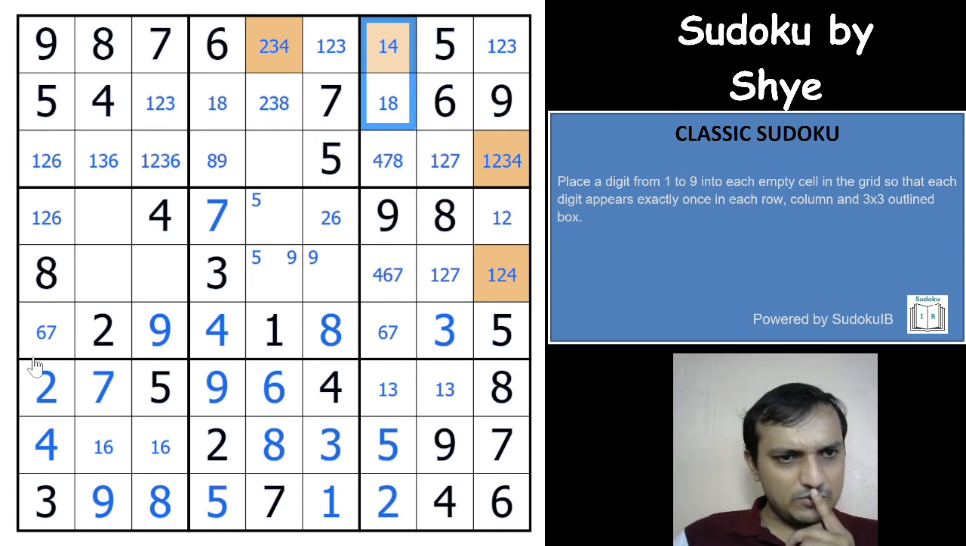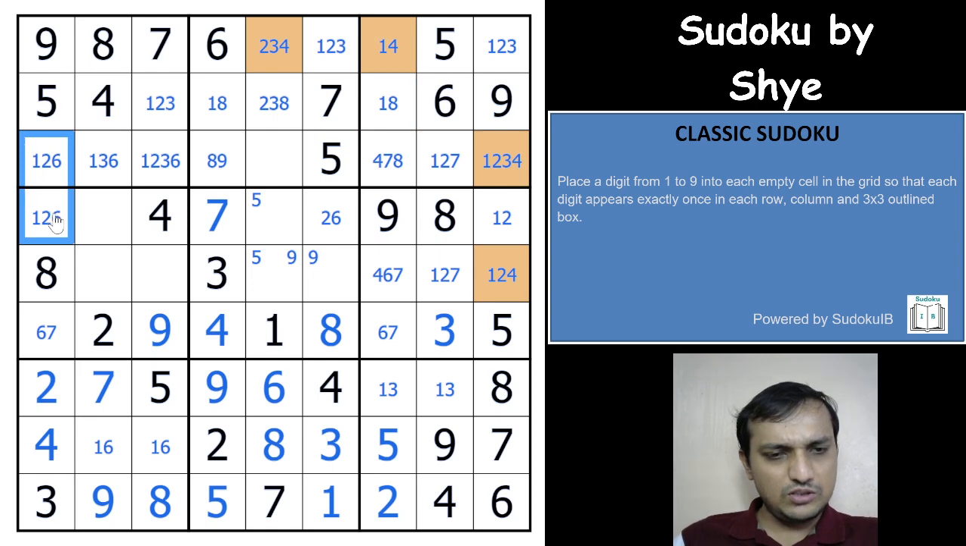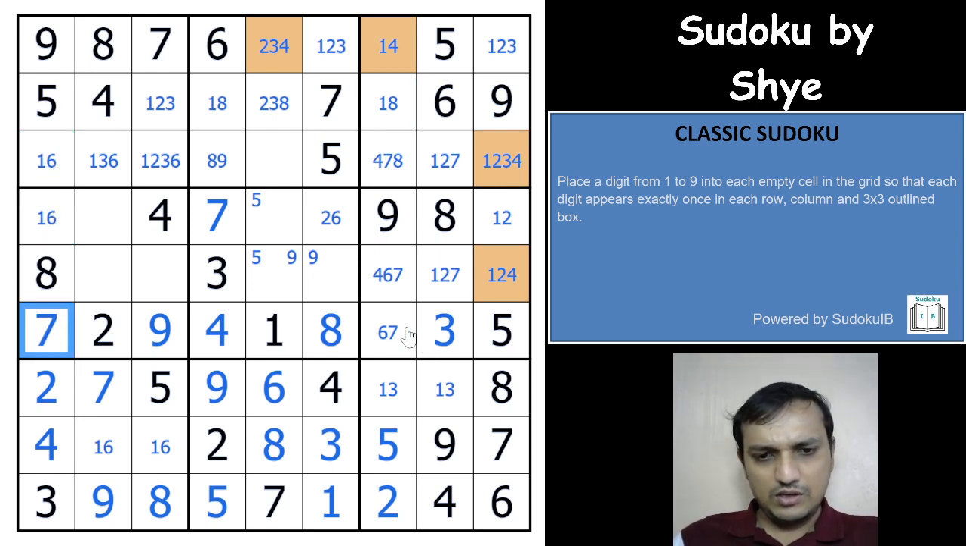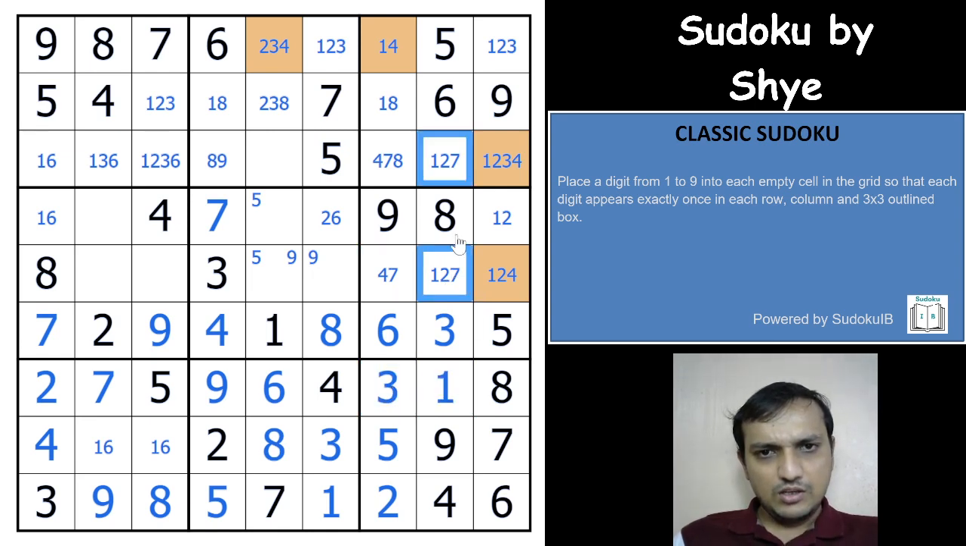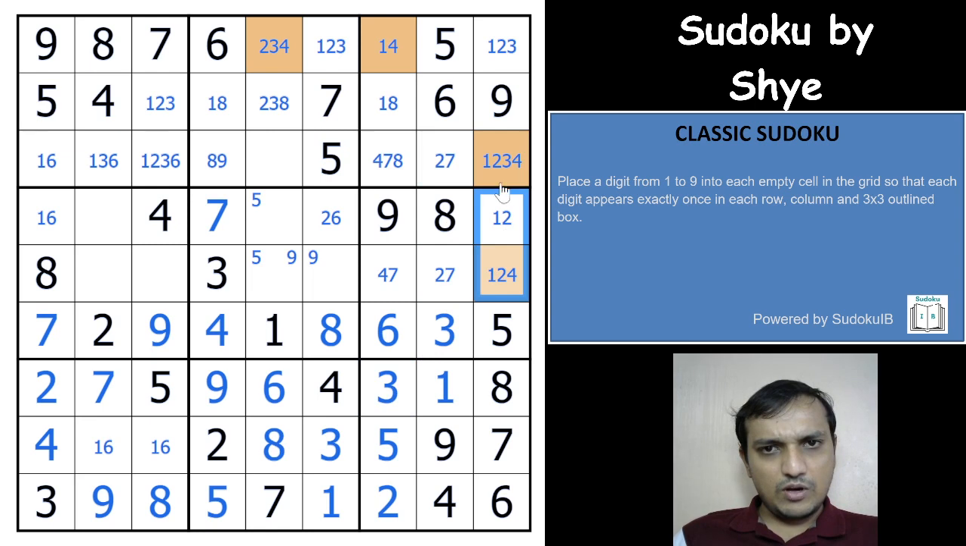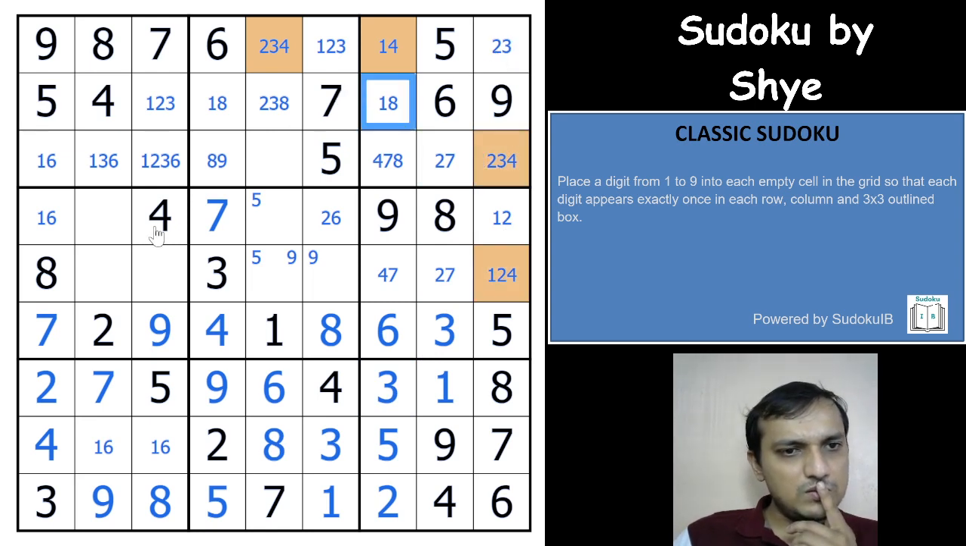And what else are we missing? This 2 will eliminate 2 from these two cells, so 1, 6, so this is 7, 6, this cell cannot be a 6. This is 1, that is 3. These two cells are not 1 now, and 1 would have to be in one of these two cells, so these are not 1s. Okay, yeah, we are done with this.